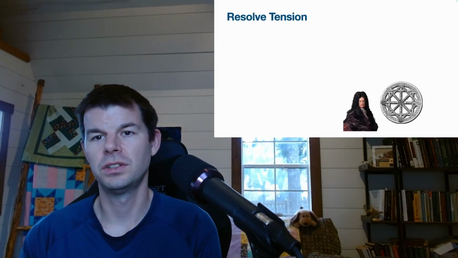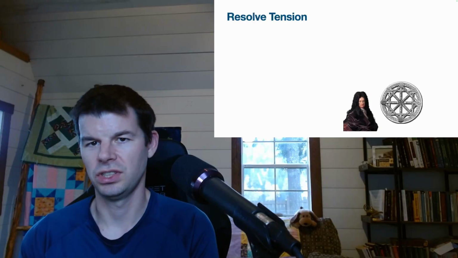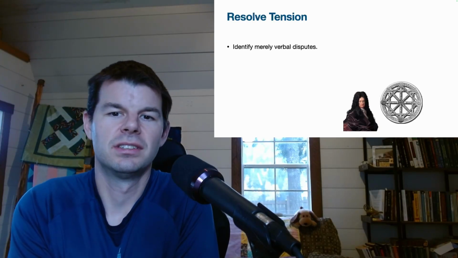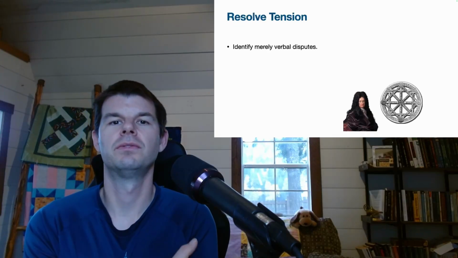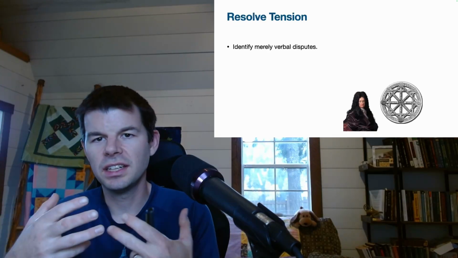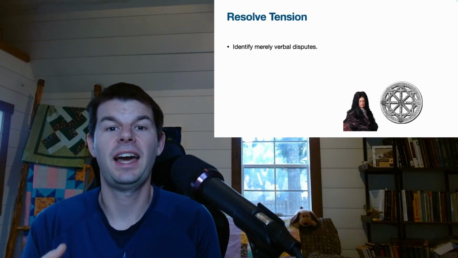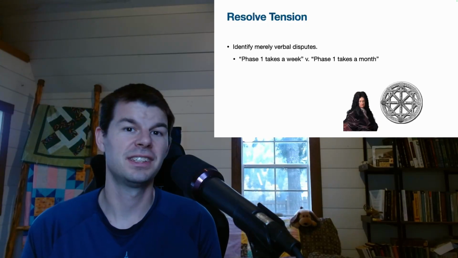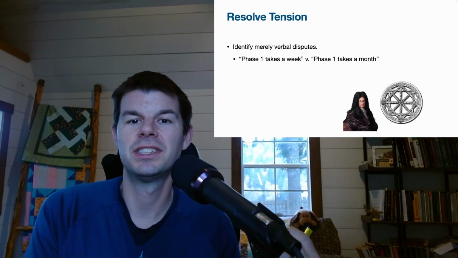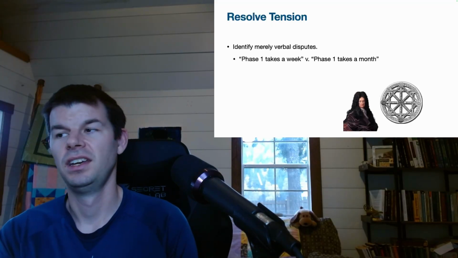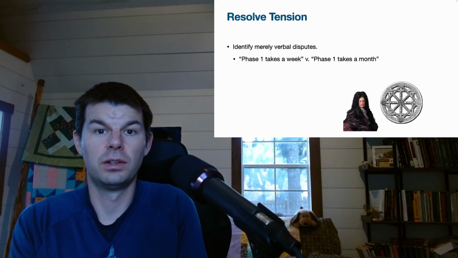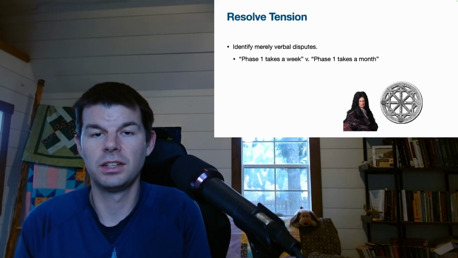How are we going to resolve tension when there's just merely tension? Well, first we just make sure that it's mere tension. Let's identify cases where there are merely verbal disputes. It looks like these two things are in conflict, but we can actually harmonize them and make it so that they both come out true. So an example of this is maybe one team is telling you that phase one takes a week, and the other team is telling you that phase one takes a month. And this looks wrong, right? Is it a week or a month? This is a serious problem.